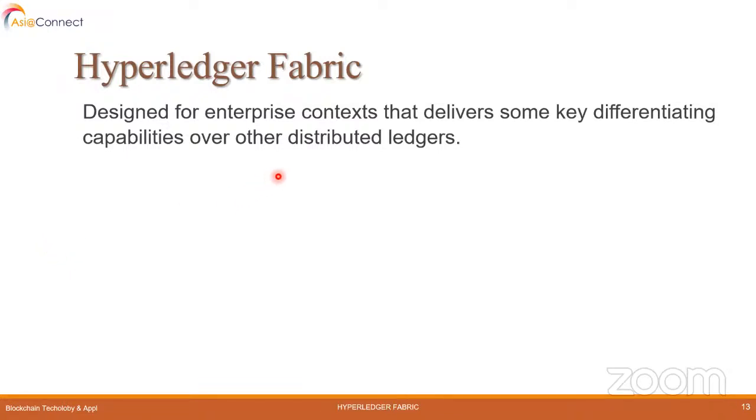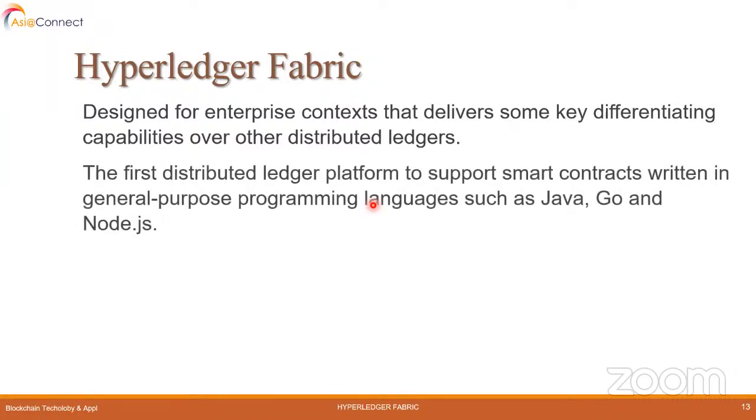So it is basically designed for enterprise context that delivers some key differentiating capabilities over other distributed ledgers. What is this? It is the first distributed ledger platform, Hyperledger Fabric, to support smart contracts written in general purpose programming languages like Java, Go, and Node.js, right? So it was the first distributed ledger platform where you don't require to learn Solidity or any other specific contract-oriented language. You can develop with your own programming skills in other languages like Java, Go, Python, and all those things.